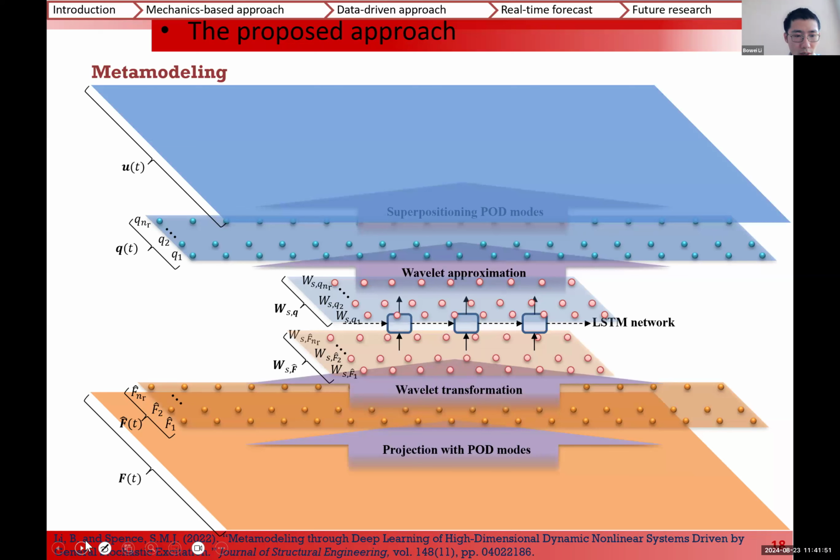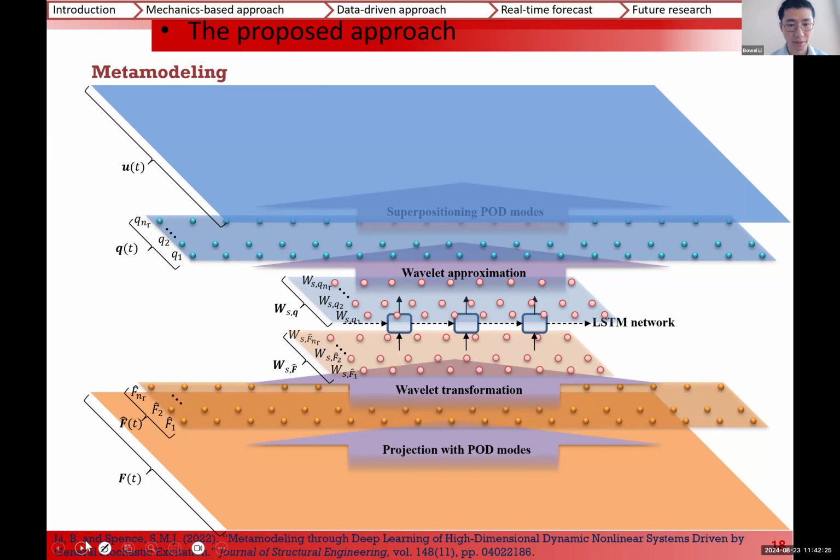Okay, so how are we going to use that? Given the time series of wind excitation, we first perform the projection with the proper orthogonal decomposition modes to reduce it to the reduced inputs. And then we perform wavelet transformation to transform it to much shorter wavelet coefficients of my reduced inputs.